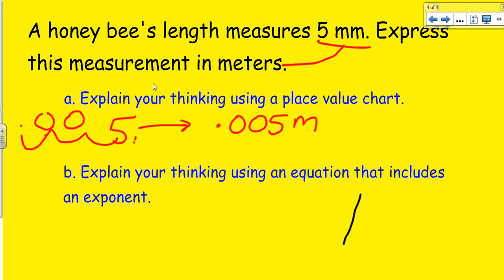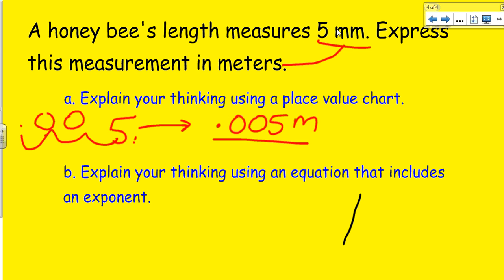I needed to change millimeters into meters. So explain your thinking using a place value chart is, well, by using a place value chart, I could see that a millimeter is smaller than a meter. Therefore, I needed to move my decimal point 3 places to the left. And my final answer is then 0.005 meters. Okay, and now it also says explain your thinking using an equation that uses an exponent.